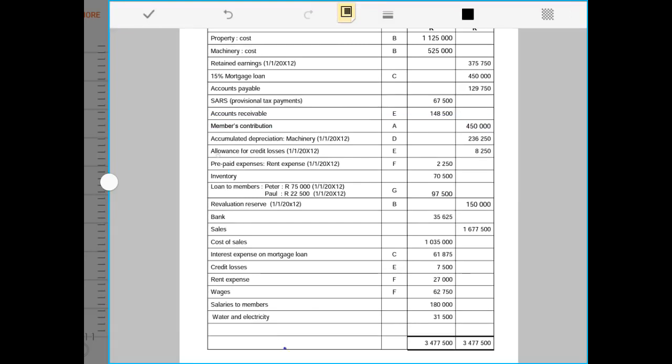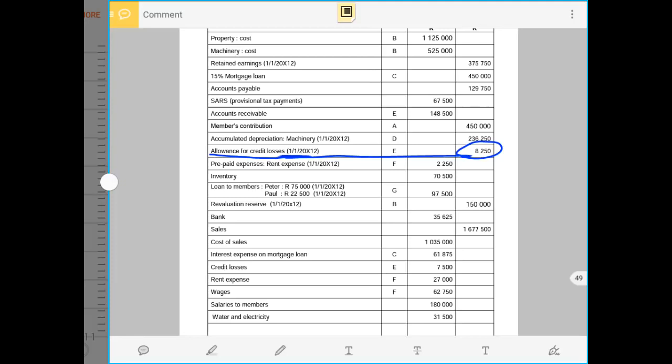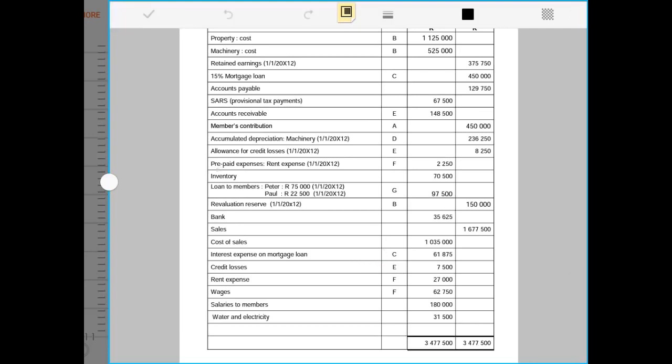And we have the allowance for credit loss on the first day of the year, 1st January 2012, and that allowance for credit loss is 8,250. You'll see that we have to compare it with the allowance that we will calculate at the end of the current year. Then, very importantly, once again, we have prepaid expense. Remember, any expense that was prepaid by the beginning of the year, 1st of January, in this case 2012, must be added to the expenses of the current year.